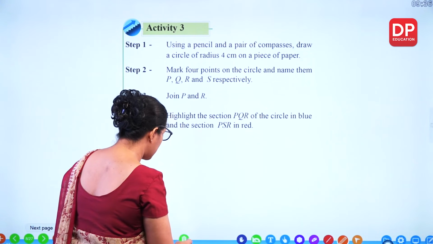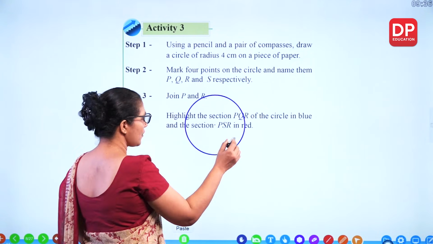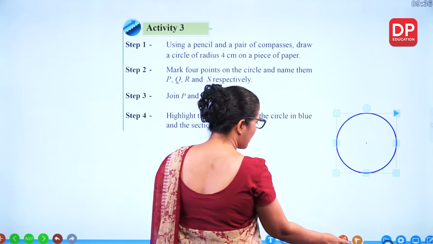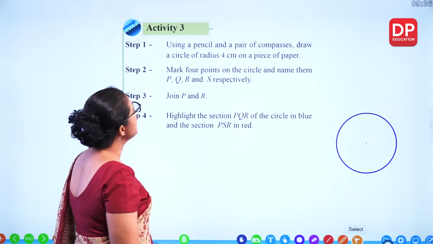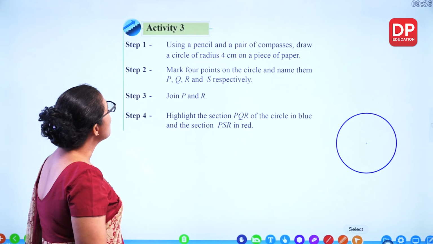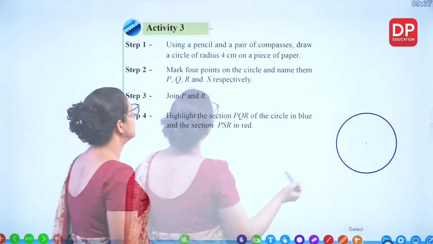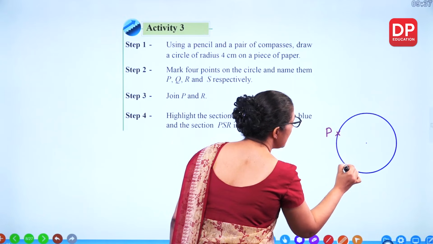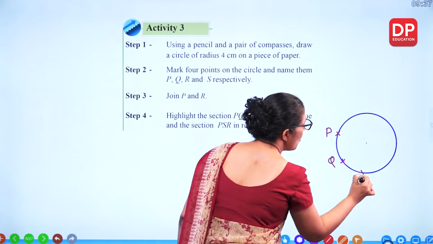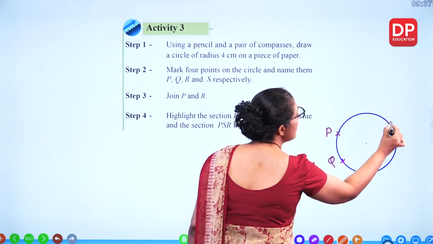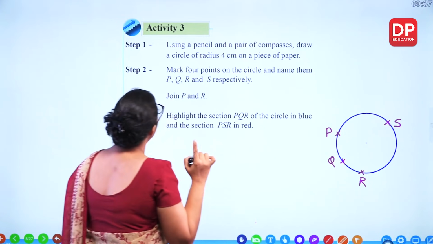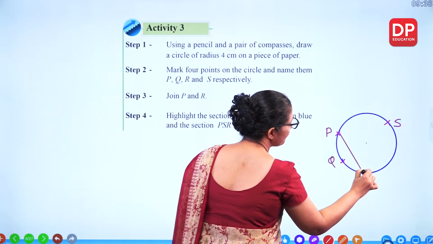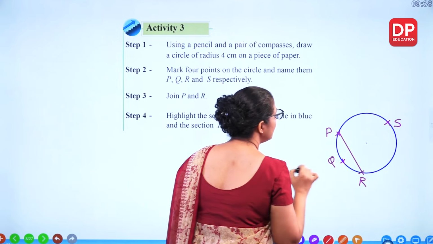So we'll draw a circle. You can measure and draw a 4 centimeter radius. Mark 4 points on the circle. Mark the points P, Q, R, S. Join P and R. These two. That's a chord.